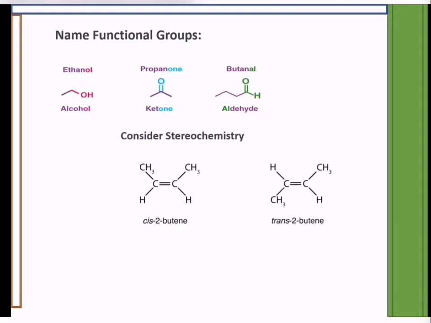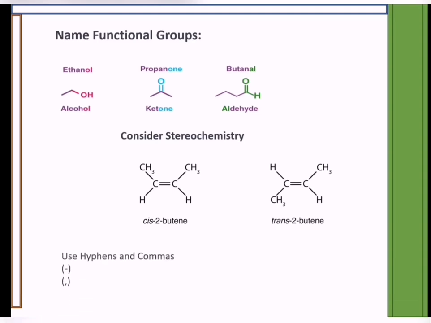The sixth one is consider stereochemistry. If the compound has stereoisomers, such as geometric isomers or chiral centers, indicate their configurations using appropriate prefixes like cis or trans, or you can use the abbreviation R and S for chiral centers.